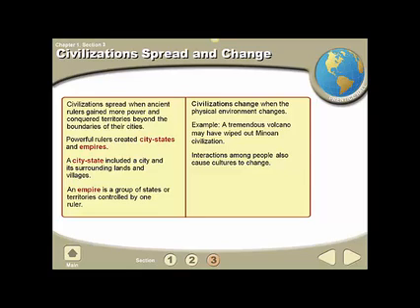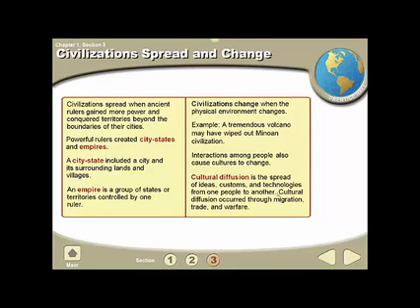Cultural exchange, cultural diffusion, that's going to be a key thing that we're going to see throughout the rest of this year as well. We're going to see that term cultural diffusion used a lot. The blending of cultures, there it is. The spread of ideas, customs, and technologies from one people to another.